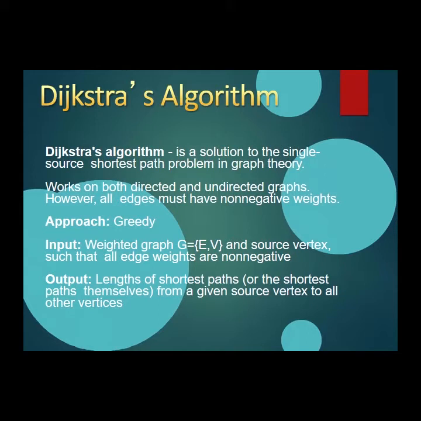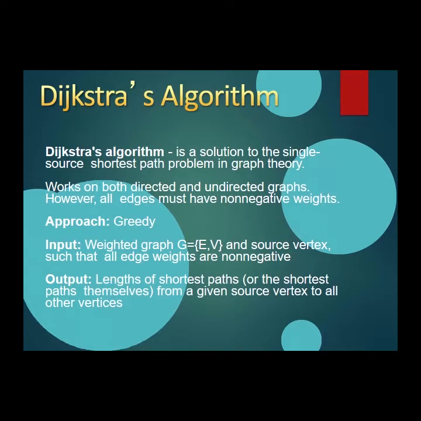The algorithm exists in many variants. Its original form was to find the shortest path between two nodes, but a more common variant fixes a single node as the source node and finds the shortest path from the source to all other nodes in the graph, producing a shortest path tree. So the Dijkstra algorithm is a solution to the single source shortest path problem in graph theory, just like we learned in Prim's algorithm.